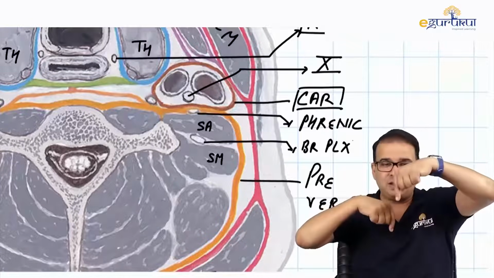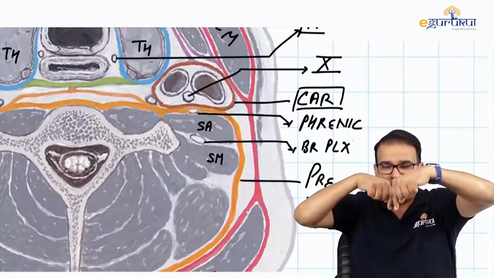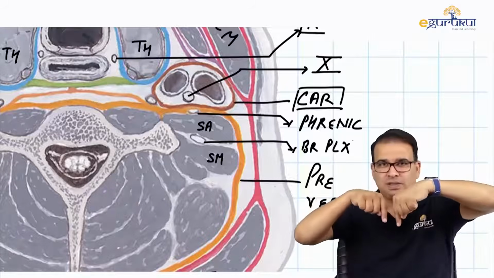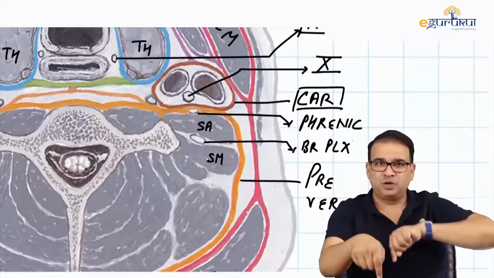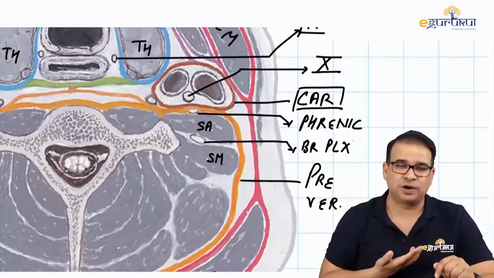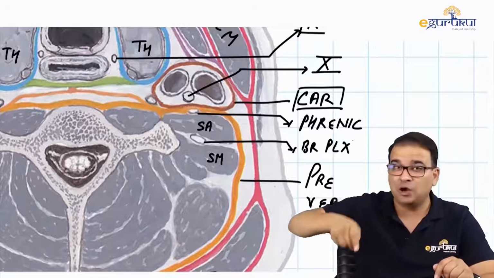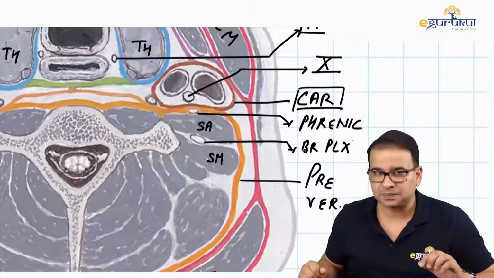So in the neck, the vagus is in front and phrenic behind, but as soon as they enter the thorax, the relation changes. The phrenic nerve is the one which goes in front and the vagus nerve will come behind. So they will change their course. When you see a transverse section of the neck and a transverse section of the thorax, remember that the relation will be exactly opposite. In the thorax, phrenic will be in front and vagus is behind.